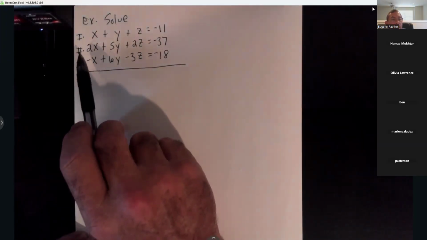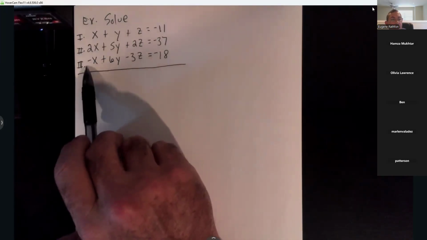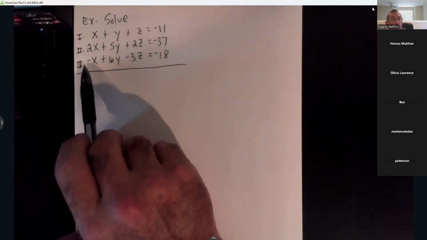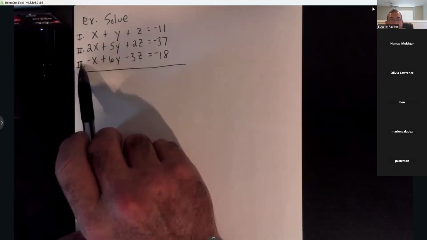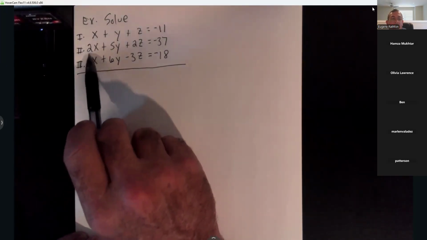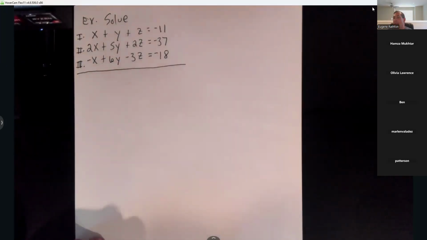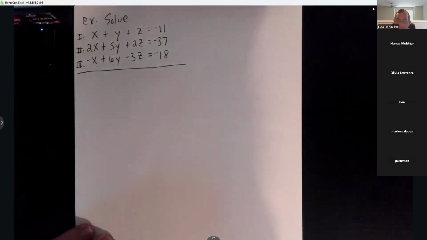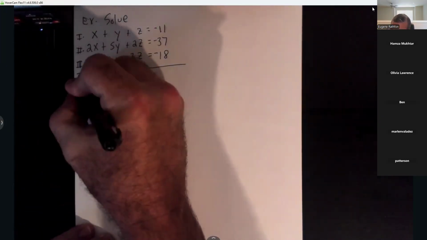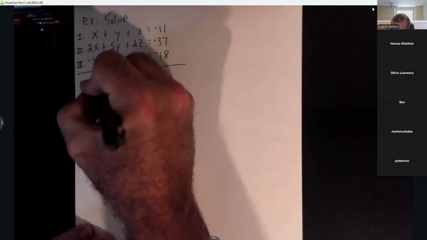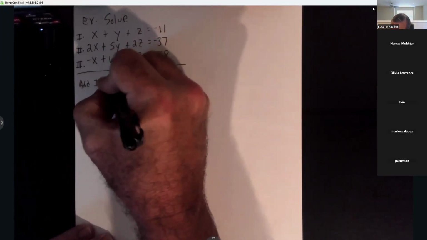Then I'll probably come in and pick the second equation and the third one. Now I'm going to change the third one by multiplying by 2, and then that'll give me 2x and negative 2x, and I can cancel the x's again. So my first move, I'm going to add equation 1 and equation 3, okay?